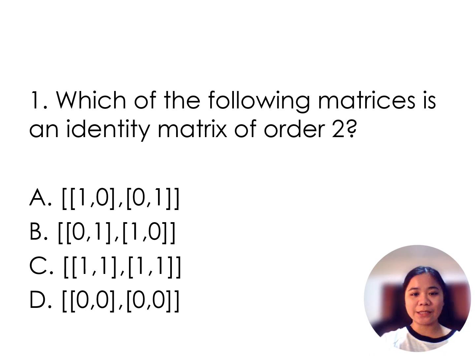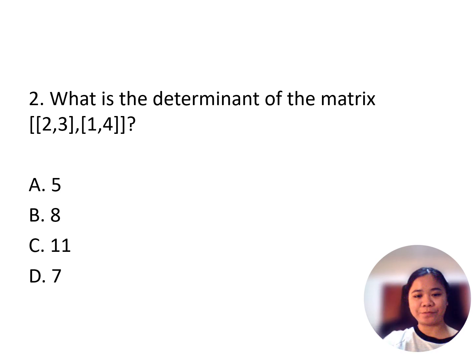Okay, now let's check if we got the correct answer. The answer is letter A. Why? Because the identity matrix has ones on the diagonal and zeros elsewhere. Do not forget this one. The identity matrix of order 2 also has ones on the diagonal and zeros elsewhere. So let's proceed to number 2.